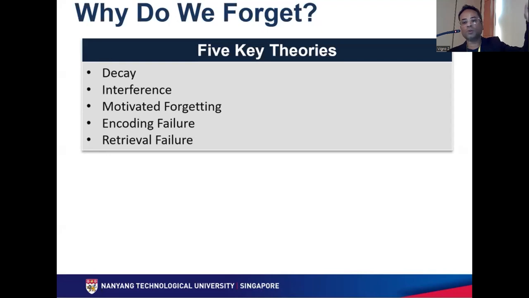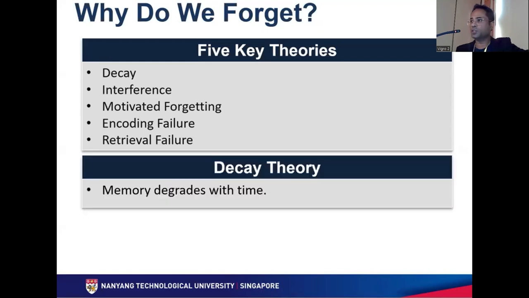The next one is what we call the theory of forgetting. Humans forget, that is their nature. Psychology has studied this and said there are five key theories: decay, interference, motivated forgetting, encoding failure, and retrieval failure. We are going to focus on interference, because there are some works which use this interference theory. The decay theory is what we know. Memory degrades with time. You cannot remember something from way in the past. That's very human.